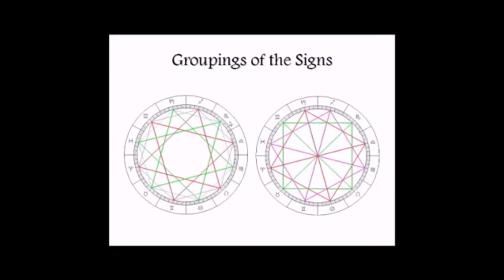Now, the groupings of the signs. This is one of the most important aspects of this course, because the groupings of the signs enable us to spot some of the most important geometric connections between planets in a birth chart quite quickly. If we know these groupings very well, we can easily work with aspects.